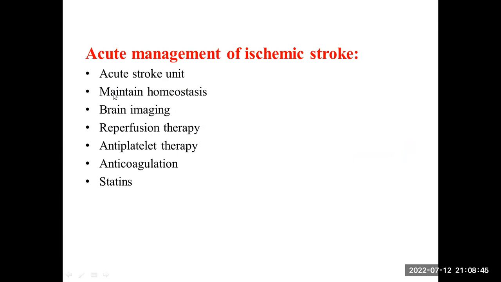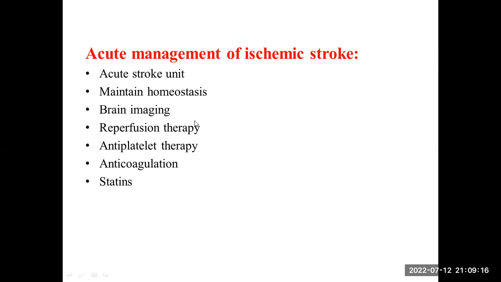So after considering brain imaging, the next step is to consider reperfusion therapy. Reperfusion therapy here is an important part of the acute management of ischemic stroke. And reperfusion therapy includes two types. We have thrombolytic therapy, which is pharmacological reperfusion therapy, and we have endovascular reperfusion therapy. First, let's talk about thrombolytic therapy, the pharmacological reperfusion therapy.